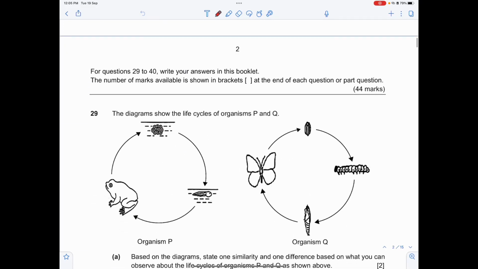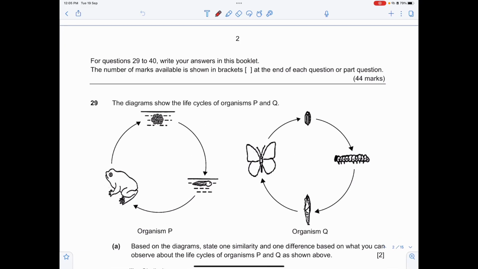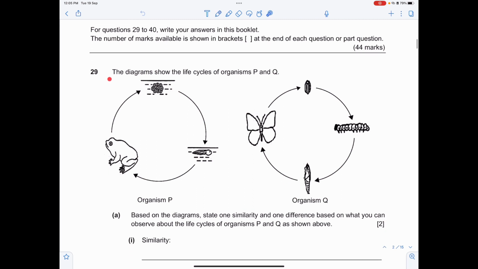Okay, today we'll be going through the very first revision booklet. All right, post prelim practice. Let's go. Question 29. The diagram shows the life cycles of organism P and Q. So based on the diagram, state one similarity and one difference.